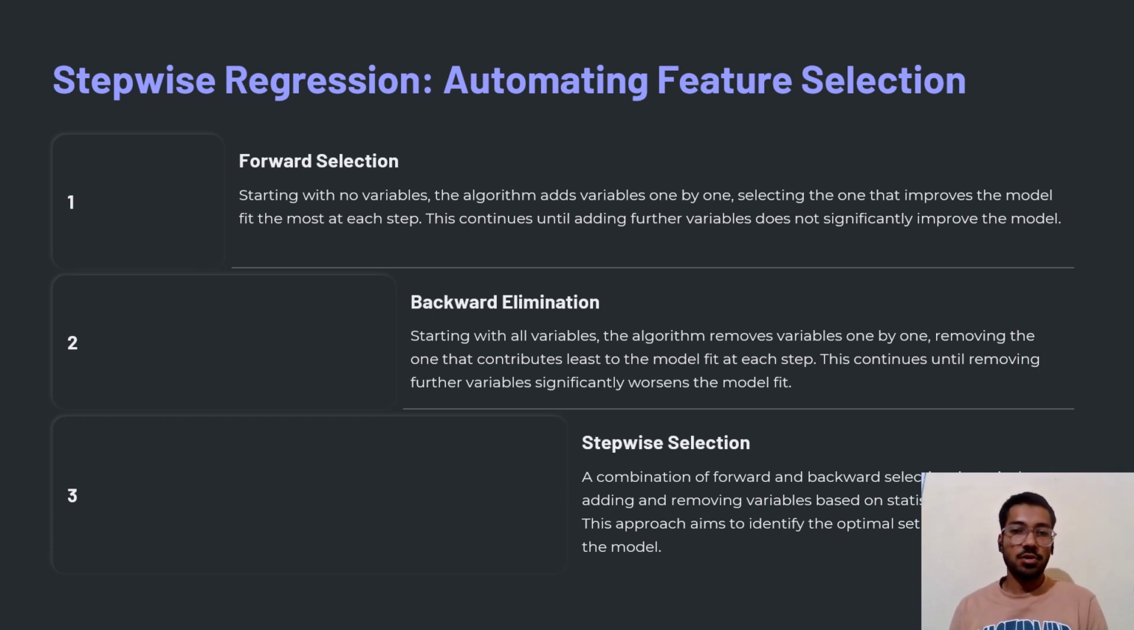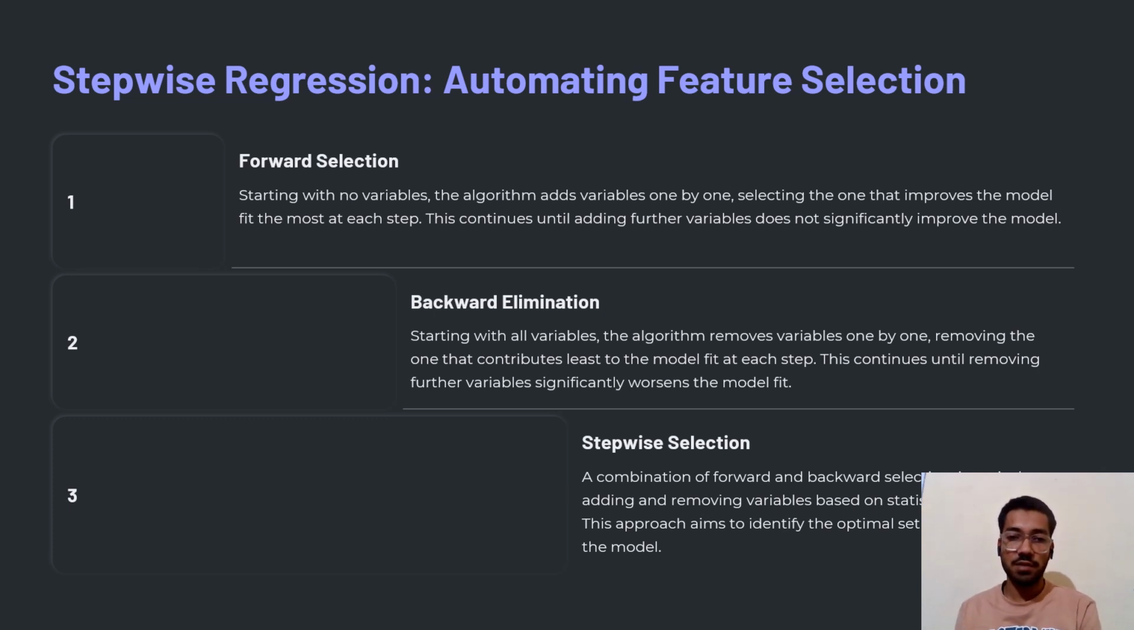Stepwise regression, automating feature selection. First is forward selection. Starting with no variables, the algorithm adds variables one by one, selecting the one that improves the model fit the most at each step. This continues until adding further variables does not significantly improve the model.